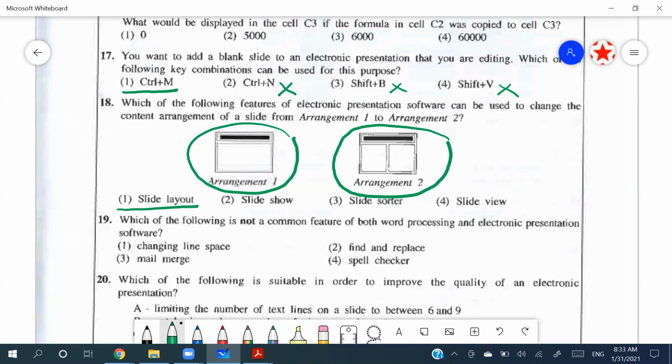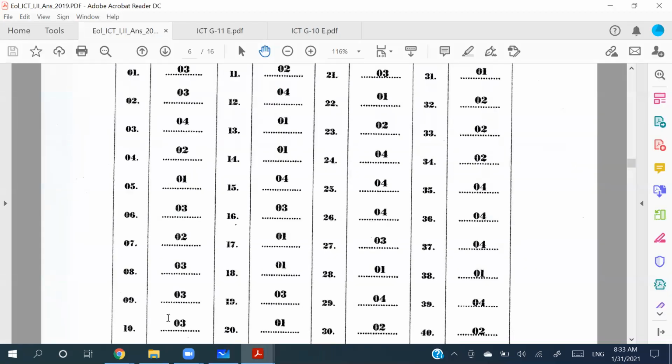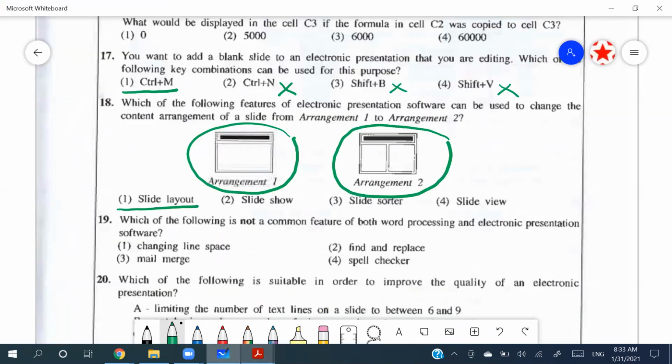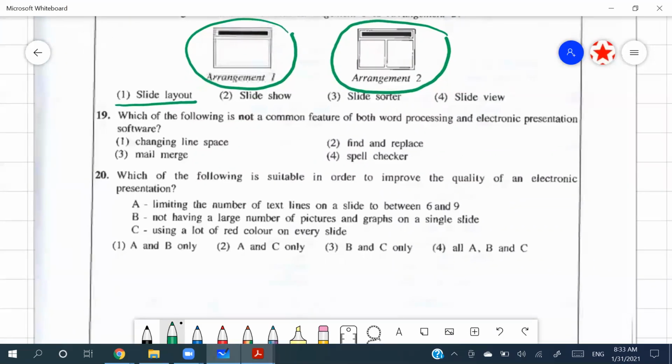So 18, first one is going to be the answer. And 20th, which of the following is suitable in order to improve the quality of an electronic presentation? Limiting the number of text lines on the slide to between 6 and 9. Yes. So you can't type a lot of words inside your presentation. It should be like maximum 9 and minimum 6.